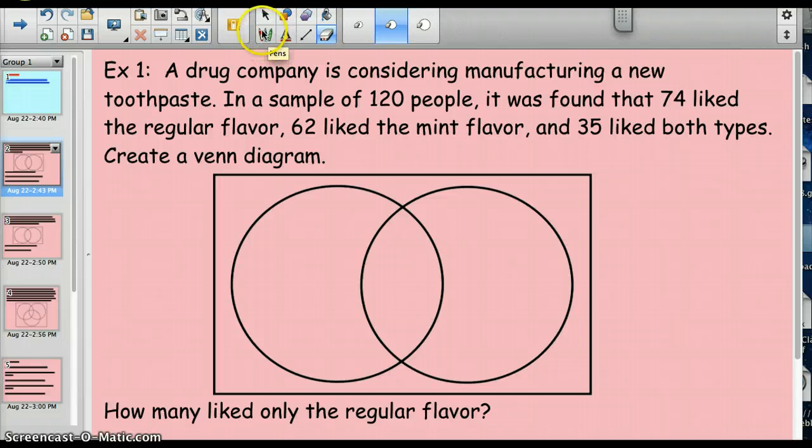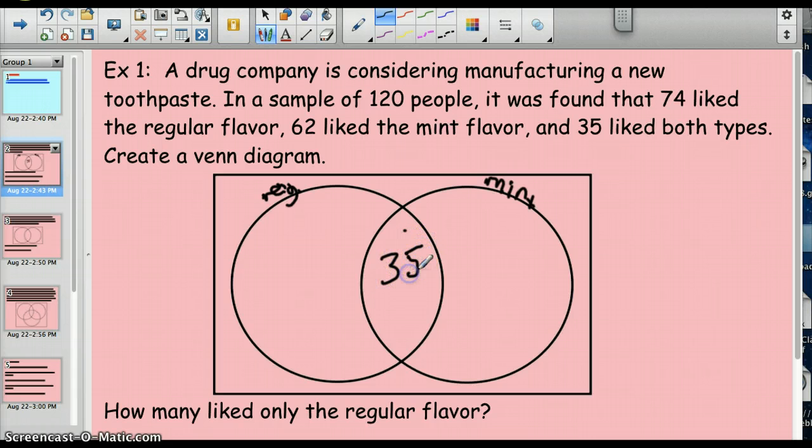Now here's the key. Please listen. Make sure you start in the center. Always start in the center, in the area of both. But before we even start here, we are going to label our sets. One of our sets is the regular flavor. I'm still struggling to write with this pen, but that's regular right there. Make fun of me if you want. Over here, this is the mint flavor, M-I-N-T. Now, as we look, we're going to start in the middle. The middle would be where there are both types, and there were 35 people that liked both types of toothpaste.